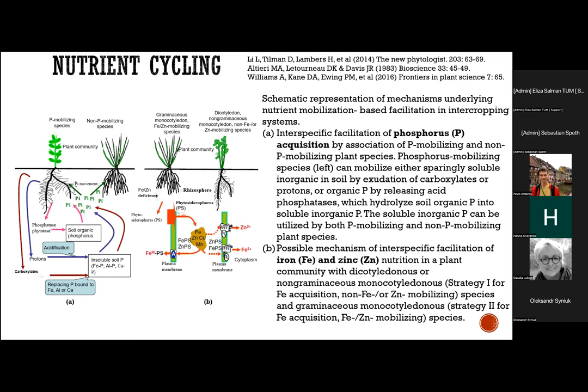As for other micro elements, here cereals play a role in their mobilization, such as iron and zinc, by excretion of phytosiderophores.